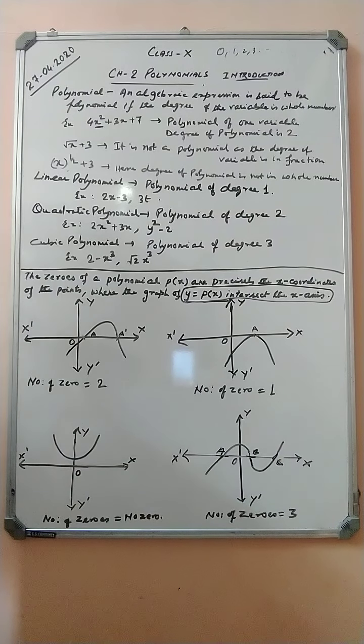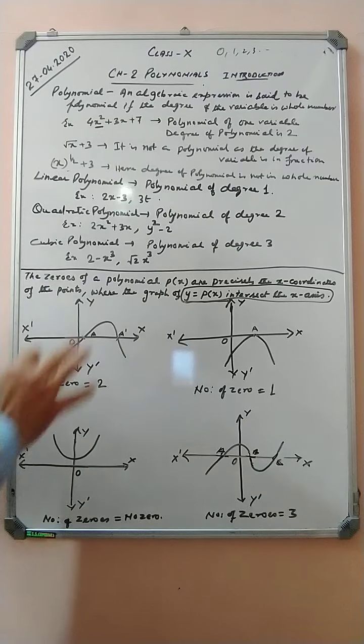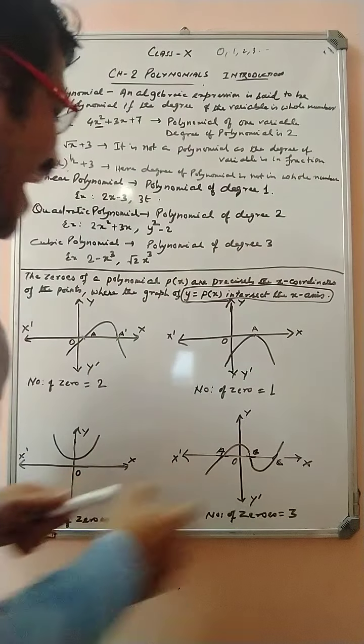Then the third one, cubic polynomial, a polynomial of degree 3. For example, 2 minus x cube. Here the highest power is 3, so it is a cubic polynomial as it is a polynomial of degree 3. Then let us come to the zeroes of the polynomial. The zeroes of the polynomial p(x) are precisely the x coordinates of the points where the graph of y equals p(x) intersects the x axis. Meaning, where it intersects the x axis, that many zeroes it will have.